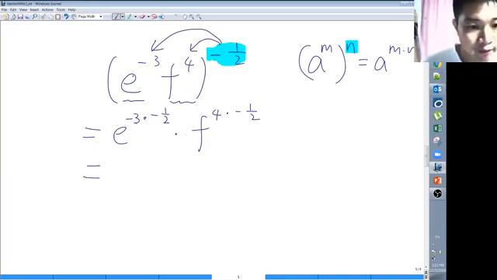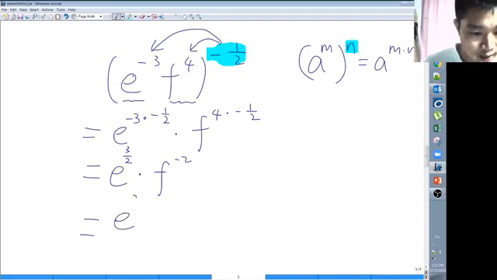Now you can simplify this further. Negative 3 times negative half: negative times negative, you are supposed to get positive. So you get e to the power 3 over 2, times f to the power 4 times negative half, which gives you negative 2. Okay, so let me express it in positive index.